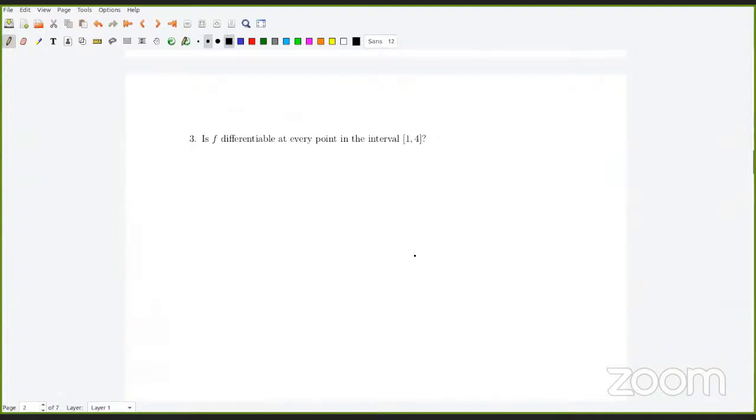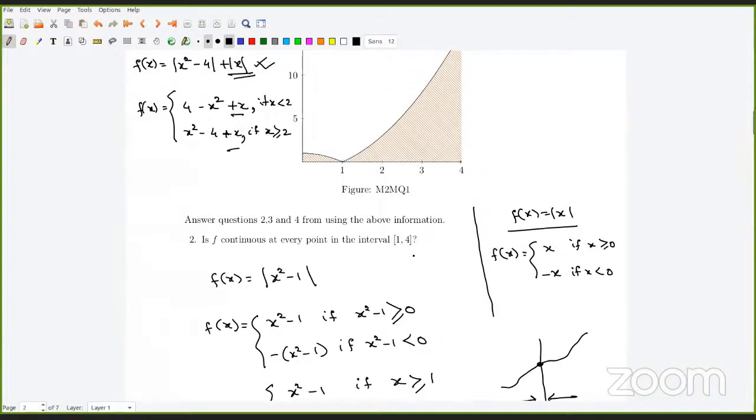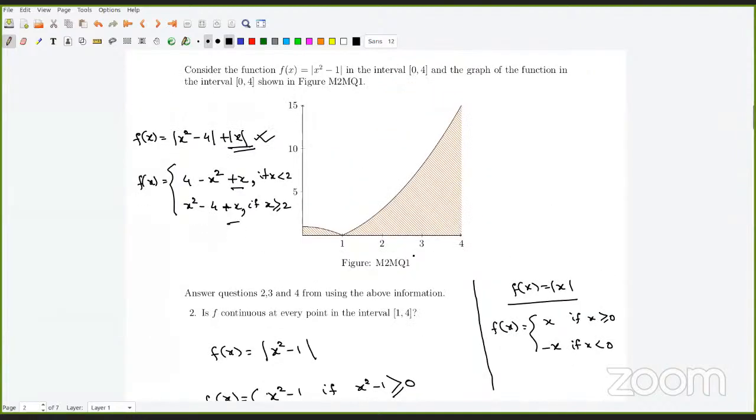Can we take one example on differentiable at every point in 1 to 4? Okay, that is the next question. Yes. So in the previous question, if the interval is minus 2 to 4, then we have to split into minus 2 to 0, then 0 to 4. Exactly. Or minus 2 to 0, 0 to 2 and 2 to 4. Exactly.